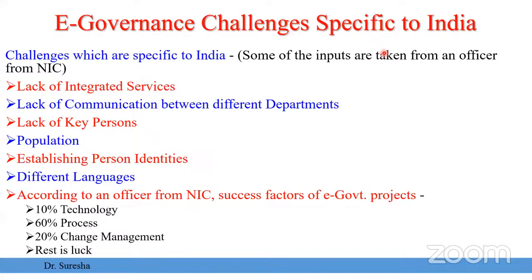Some challenges specific to India: lack of integrated service, coordination from one department to another is not there, lack of communication between different departments, lack of key persons who can take the lead, population, establishing personal identities, different languages. According to an officer, among the success factors of e-government projects, it is 10% in technology, 60% in process, 20% in change management.